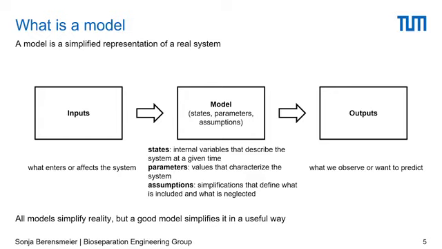And then we have the model that is doing the actual modeling. This model is made up of states, parameters, and assumptions. Here I want to especially point out assumptions. Assumptions are simplifications that we make when building our model to simplify the real process and to neglect what is not important or what we think does not have an impact. And then at the end, we have the outputs. These are the parameters or the results that we want to observe or that we want to predict. So all models are a simplification of reality, but if you have a really good model, it simplifies reality in a useful way.